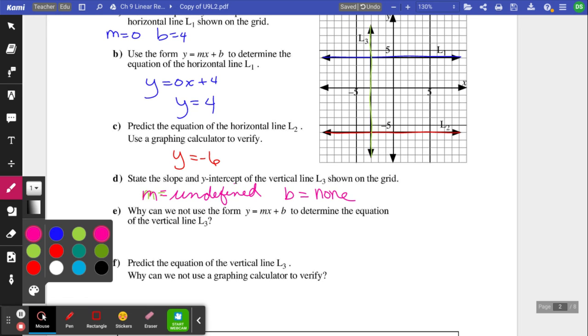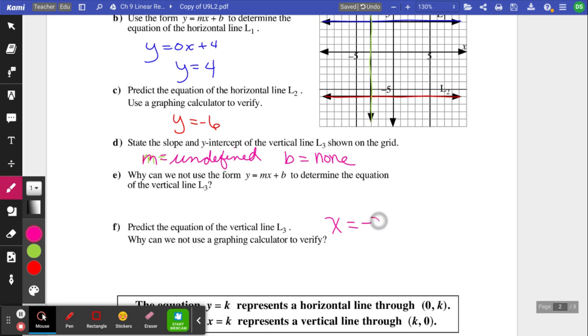Actually, yeah. It is something, but it's not a y equals. It's an x equals. This is the equation. X equals -3. You cannot use y equals mx plus b to do that because it doesn't even get to y. There's no slope and there's no y-intercept. So guess what? Every vertical line crosses the x-axis, so it's an x equals equation. Get it? Horizontal lines cross the y-axis, so they're y equals. All right. Good.